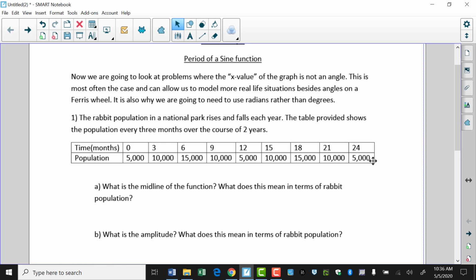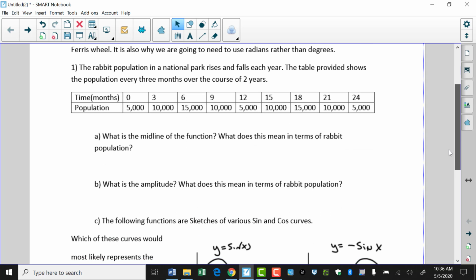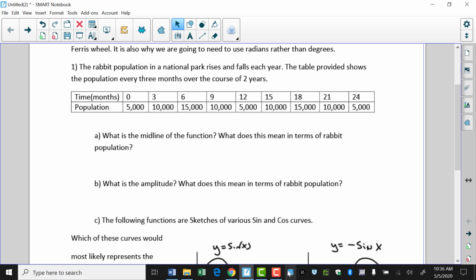So what I mean by that is, 0 months, 3 months, 6 months, 9, 12, and so on. So in January, at time 0, the rabbit population is really low, and then it comes up to a peak in, let's say, the summer, and then it comes back down. There are varying reasons why the rabbit population grows, between hunting and all sorts of different things. So we don't need to get into that so much, but the idea is this is what it would look like.